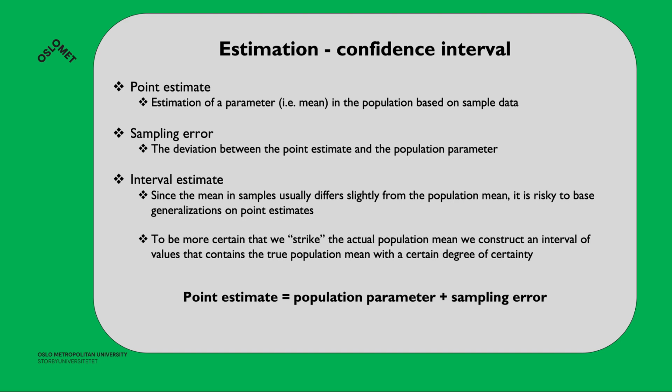To be more certain that we strike the actual population mean, we construct an interval of values that contains the true population mean with a certain degree of certainty. So we construct an interval of values around our parameter, and say that within this interval the true value in the population lies with a certain degree of certainty. The point estimate, as I said, is equal to the population parameter plus the sampling error. And to be honest about the sampling error, we make a confidence interval.